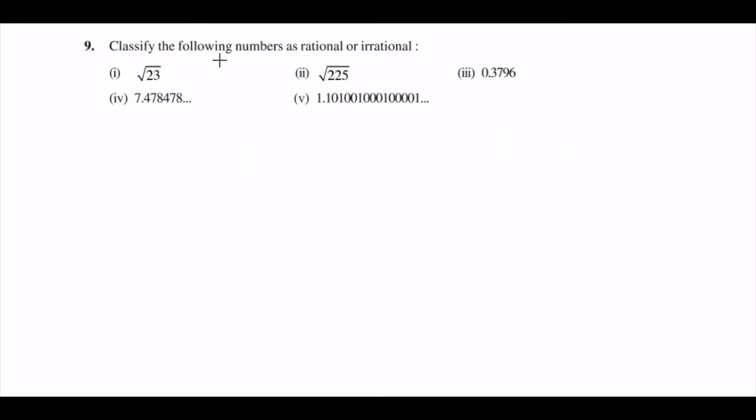The ninth question is, classify the following numbers as rational or irrational. You know, the rational numbers are numbers that can be written in the p by q form, where p and q are integers and q not equal to 0. So here if you take the first example, you can see root 23. It's not a perfect square. As it is root 23, you can say it is an irrational number. Now in the second question, you have root 225. 225 is a perfect square. That is, if you do 15 square, you get 225. 15 into 15 is 225.